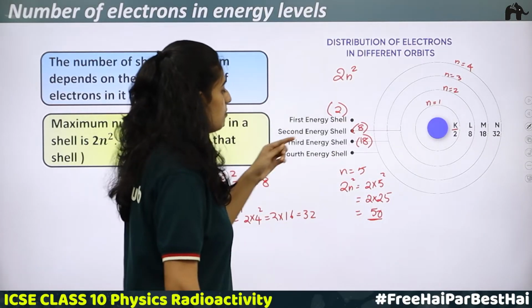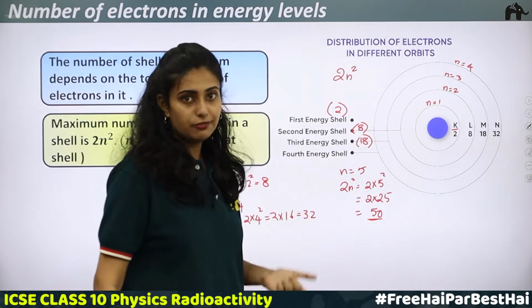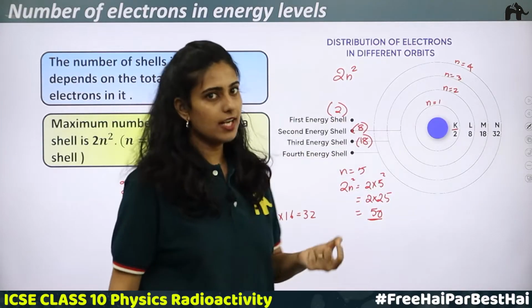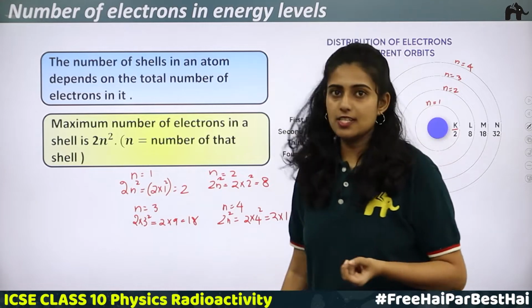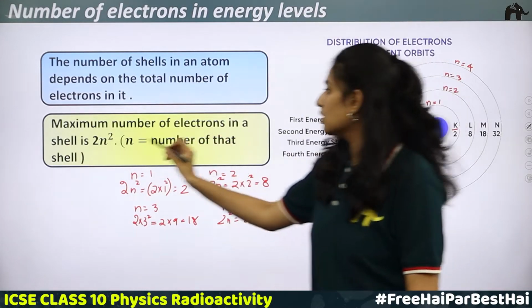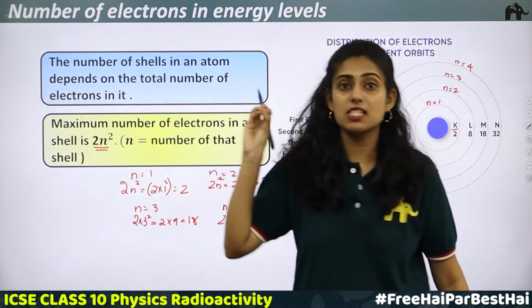So now if the number of shell, the n value, you know, you can calculate the number of electrons. Clear? So this is how we calculate. The rule is 2n square. This is the maximum number of electrons.